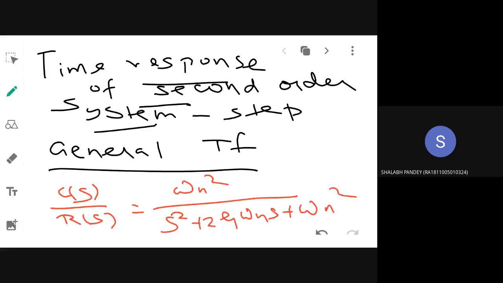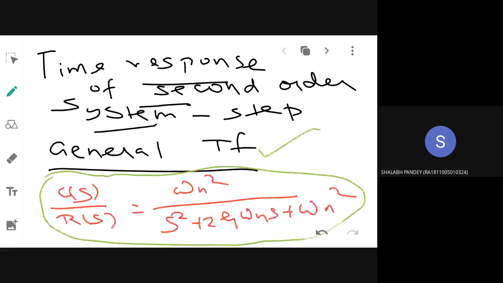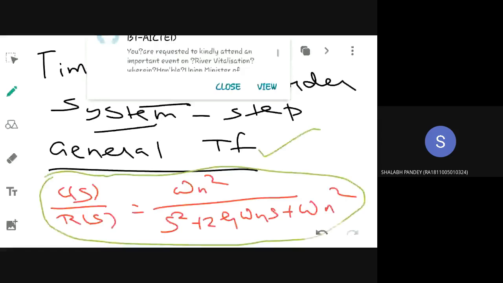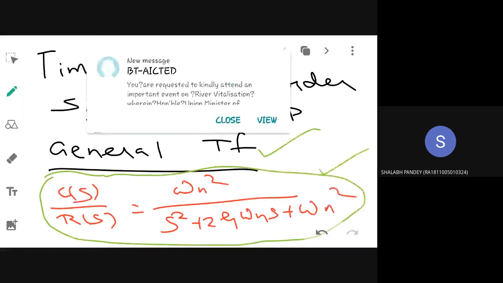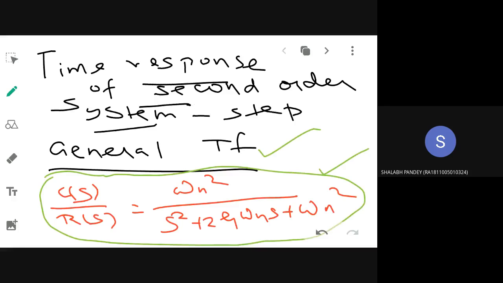Now I have shown one transfer function here. That is a general transfer function that is common whatever the type of system. In practical cases, the second order systems may differ. So what is the general transfer function representation for any second order system?